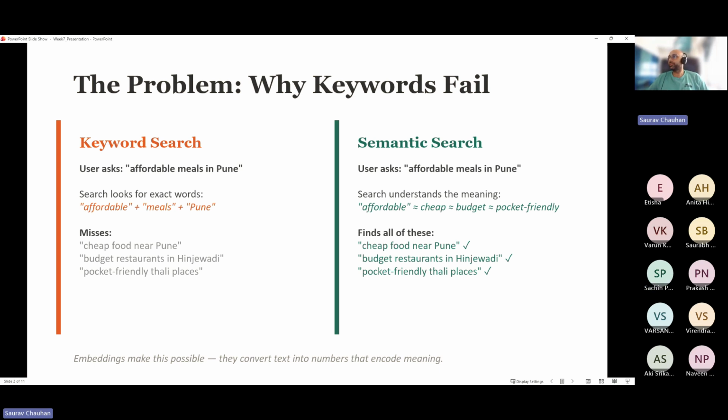Now look at this. If you're searching for affordable meals in Pune on Google, it will check what all blogs, what all Zomato comments, etc. on the internet are available which are semantically similar to this, and based on this, will provide you an output. But tell me this: how does it know that affordable and cheap and pocket friendly or budget mean similar things?